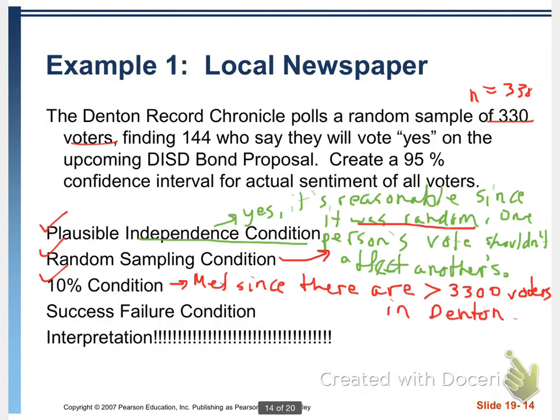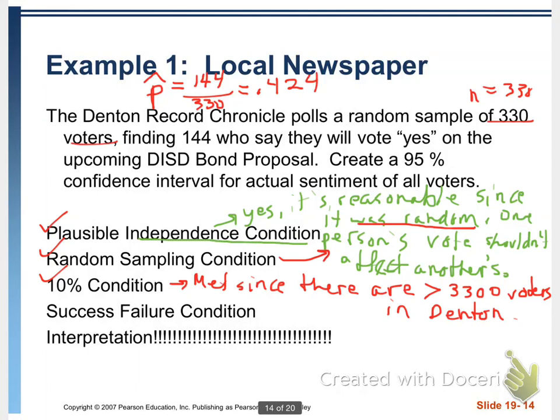Okay, success, failures. Okay, it says finding 144. So our probability of success based on our sample is what we want in our sample, 144 out of 330. So when I do that on the calculator, I get, just doing that right now, 140 divided by 330 is 0.42. And that's repeating, so I'll just say 0.424.